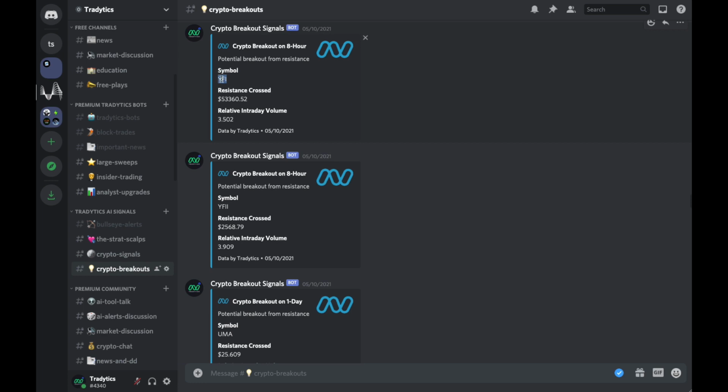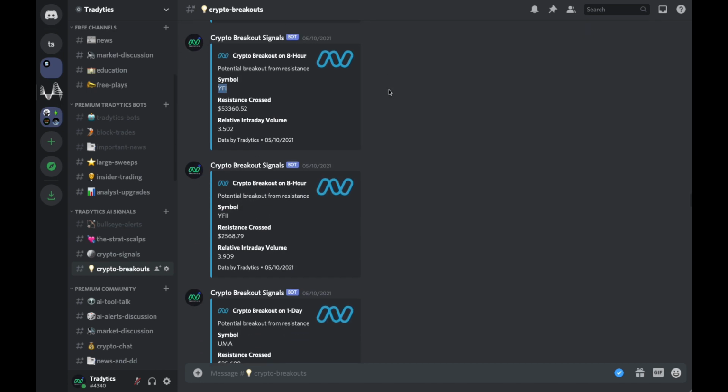So let's say we have this symbol, then we have a resistance crossed heading, and then we have the relative intraday volume, and we know that this was a breakout on the 8-hour chart. So there are three things here. One, we know the symbol, then we have the resistance crossed.